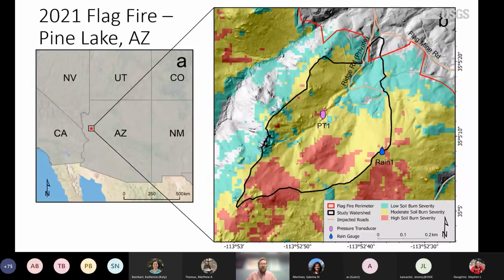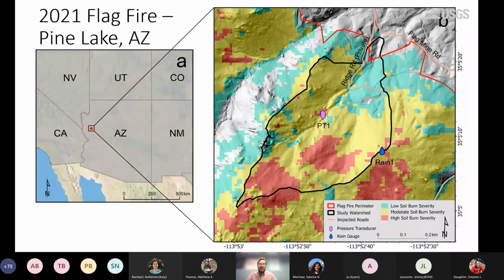So far I've talked a lot about Southern California. However, we also do a lot of work in the Southwest United States. And as I mentioned at the top of the talk, the Southwest United States is an area that is experiencing an increase in impactful post-wildfire debris flows as the wildland-urban interface continues to grow.